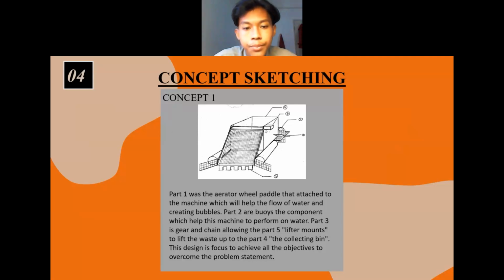Part 3 here is the gear and chain allowing part 5, which we call the little mouth, to lift the waste up to part 4, the collecting bin at the back of the product. This is the focus to achieve all the objectives and overcome the problems.